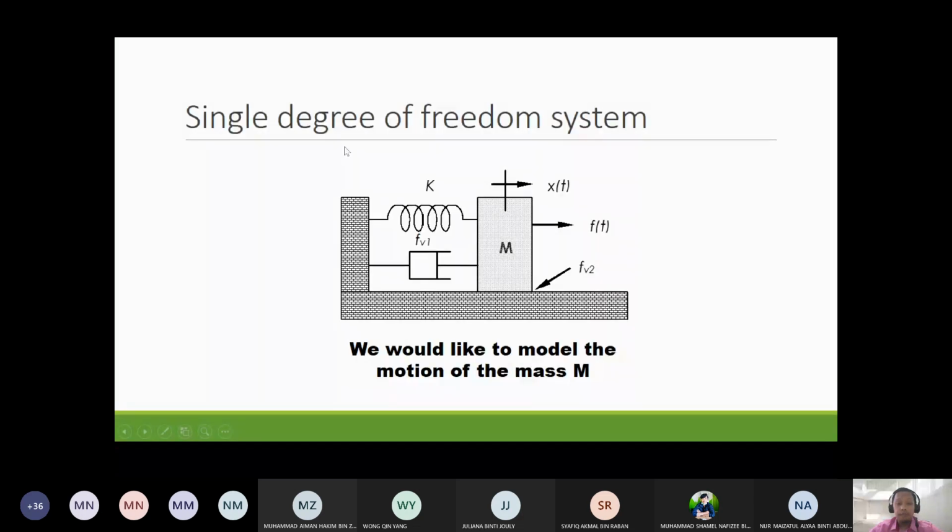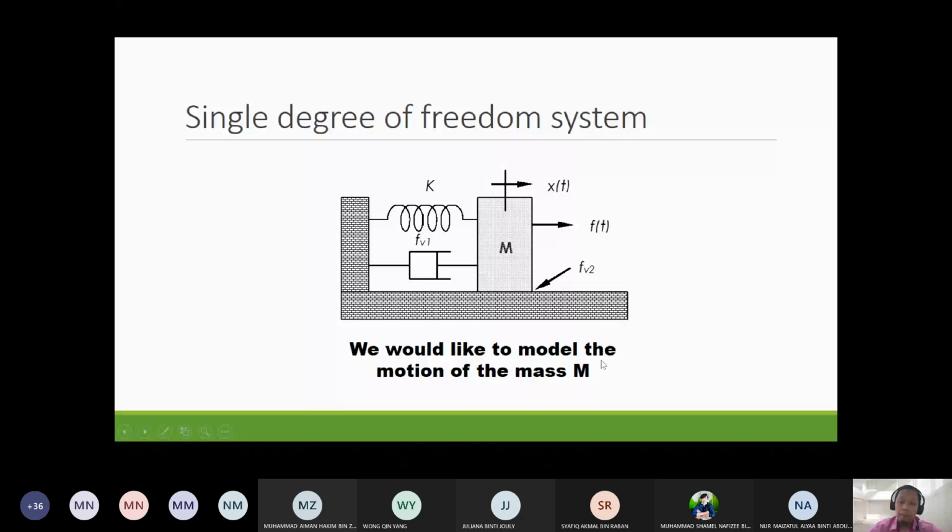So let's say we have a single degree of freedom system. A single degree of freedom system has a mass and probably has a damper, a spring, and also a friction. The spring has a constant K, the damper has a constant FV1, and the friction has a constant FV2. We have a force F, and we want to measure the displacement of the mass M. We label the displacement as X. So we would like to model the motion of the mass M.